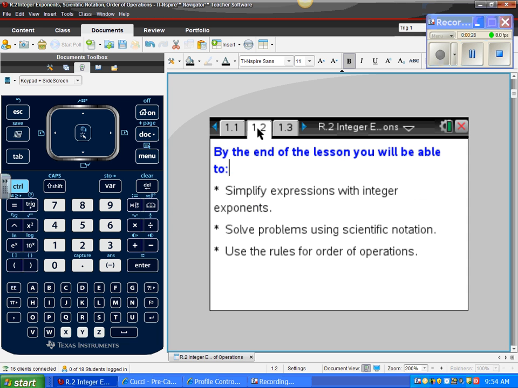All right, second page. By the end of this lesson, you will be able to simplify expressions with integer exponents, solve problems using scientific notation, and use the rules for order of operations. Now, again, just like last class, this is all review, so we should be able to go through this relatively quickly.